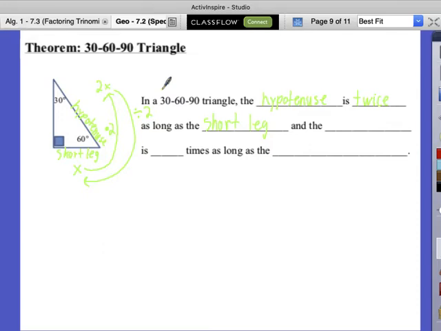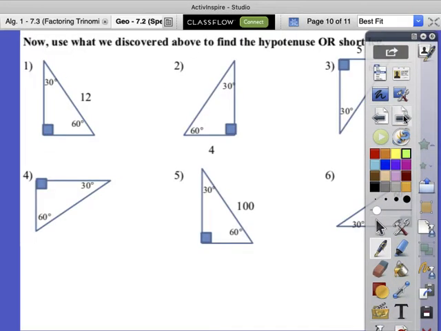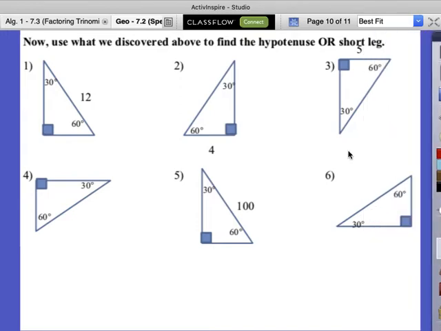Okay, so down here, on triangles 1, 3, and 5.